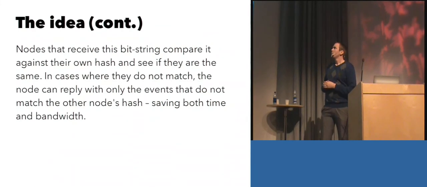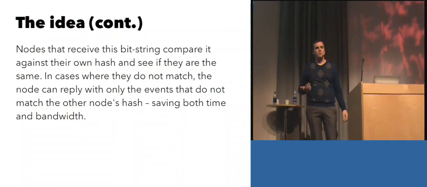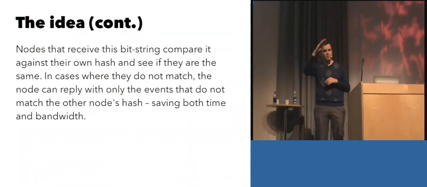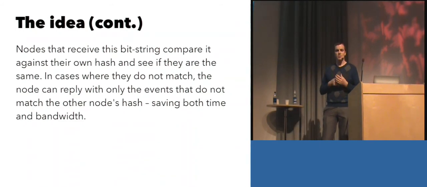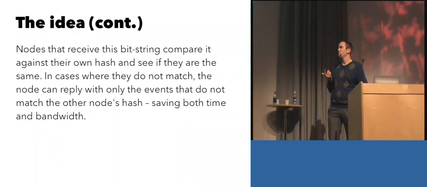We're sure that the other node does not have those events, but of course we could miss someone by going through and thinking, yeah, this is in the set, when it actually wasn't. This is the probability we decided before, basically.